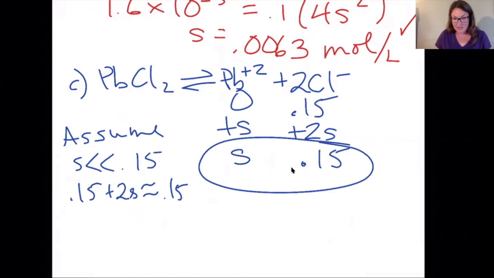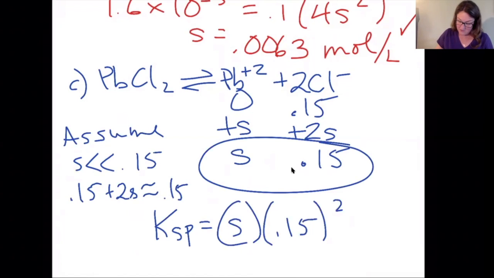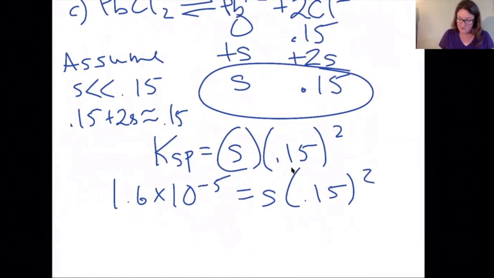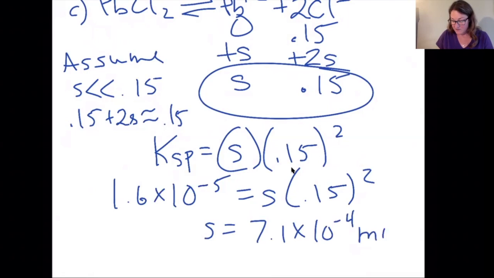Plugging these values into my equilibrium expression, Ksp is going to equal S times 0.15 squared. My Ksp value was 1.6 times 10 to the negative fifth. So 1.6 times 10 to the negative fifth divided by 0.15 squared yields an S value of 7.1 times 10 to the negative fourth moles per liter. I could have predicted that it'd be much less soluble than in pure water by Le Chatelier's principle. I can prove it quantitatively.